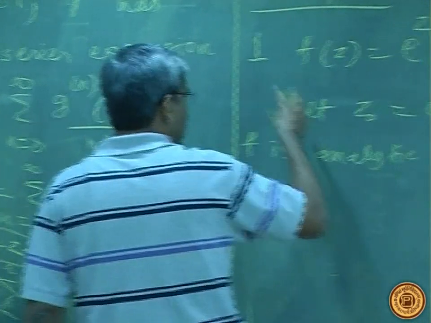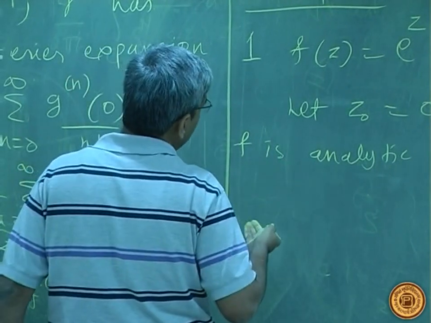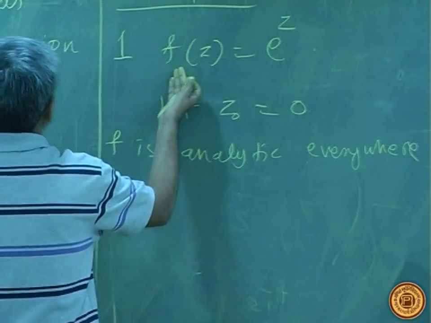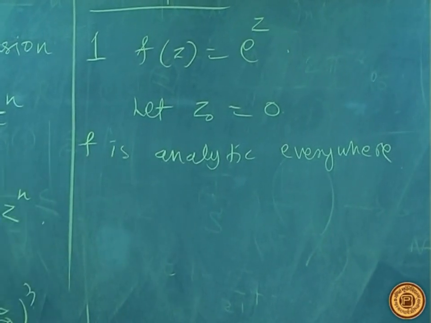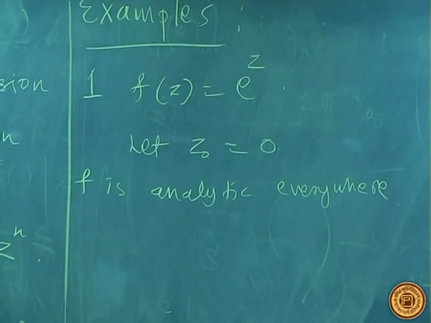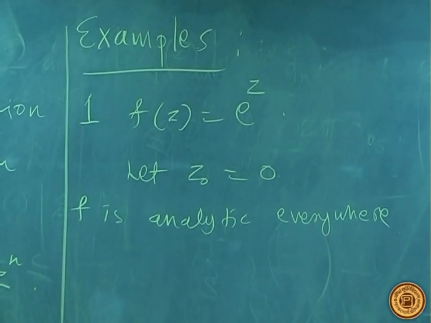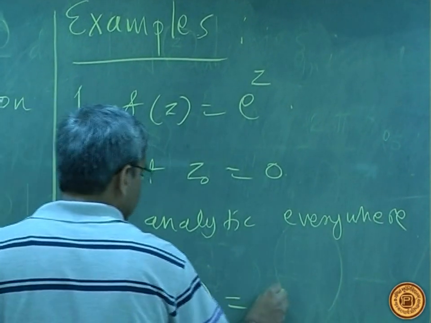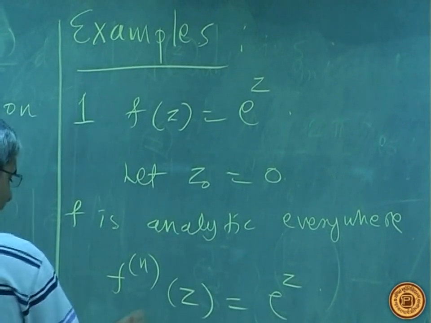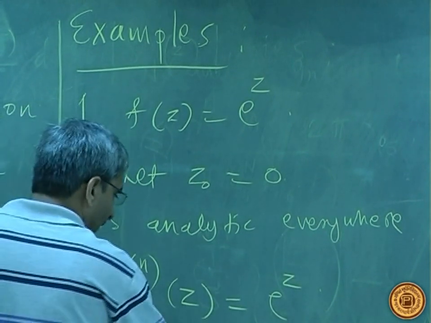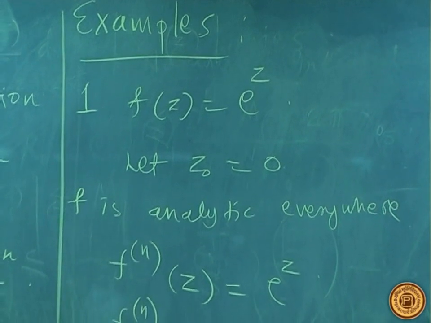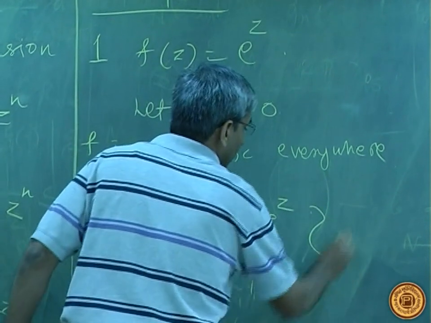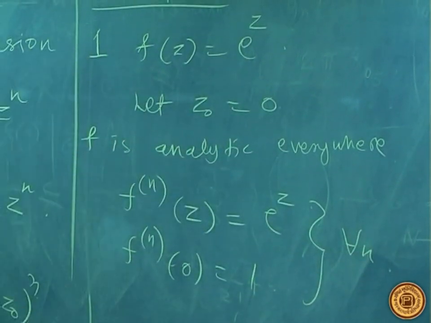Once the condition is satisfied, we have to just find the nth derivative at the origin. So what is the nth derivative of f? With e to the power z we are always very lucky, because the derivative of e to the power z is e to the power z, all derivatives are e to the power z. So the nth derivative of e to the power z is again e to the power z, and therefore the nth derivative at 0 is 1 for all n.